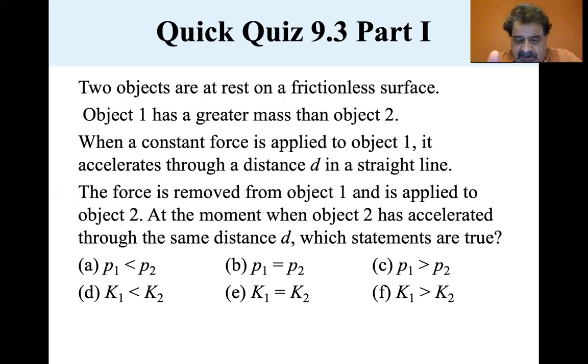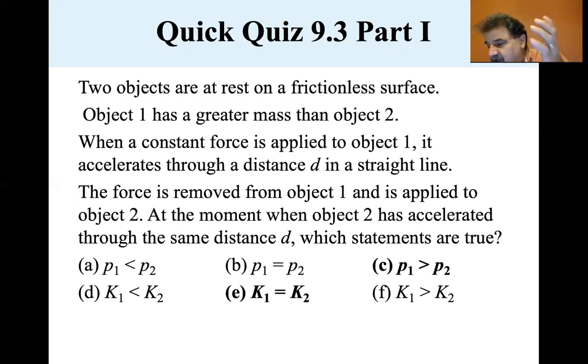On the top line are the momentum statements: momentum one is less than momentum two, momentum one is equal to momentum two, and momentum one is greater than momentum two. And in the bottom, we have the kinetic energy considerations: K1 is less than K2, K1 is equal to K2, or K1 is greater than K2? Well, it's going to be C and E. The momentum P1 is greater than P2, but the kinetic energies are equal.